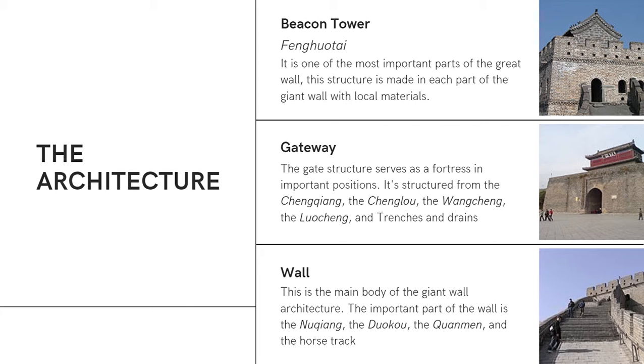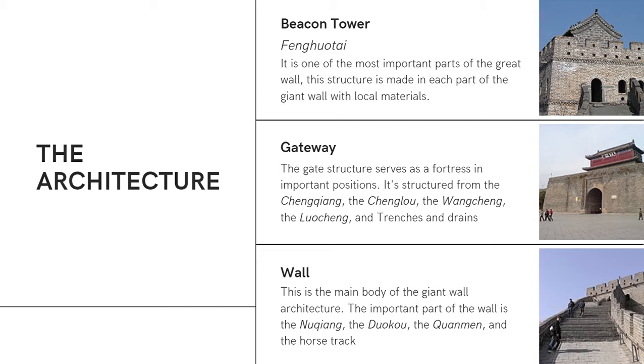Chengqiang is a defensive wall with a maximum height of 10 meters. The exterior is made of large bricks or grindstone. The interior is made of yellow earth or a mixture of gravel stones. Chenglu is a gate tower, a door to enter and exit the border, as a place for troops to exit when attacking the enemy. Wangcheng is the small wall outside the Great Wall that serves as a guard against the gate. Luocheng is the second wall to protect Wangcheng.